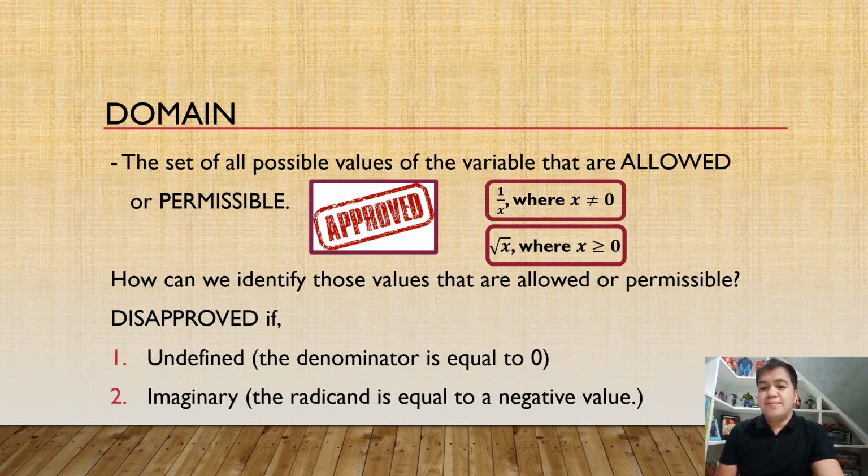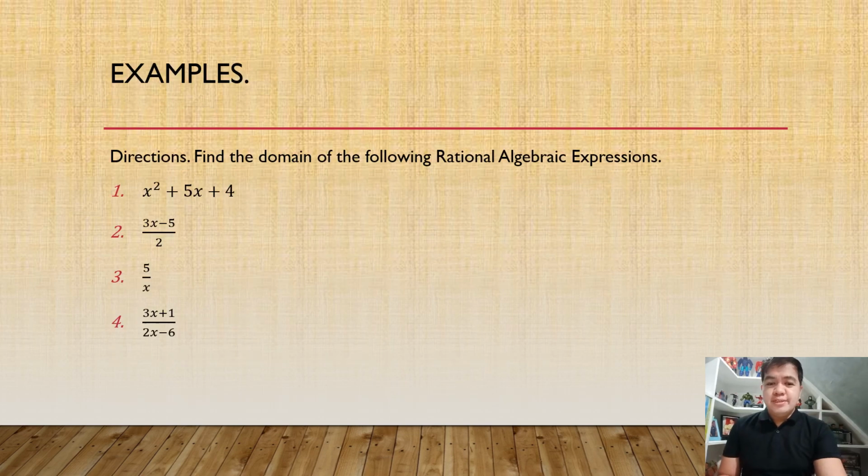So kapag may denominator ka, ulitin natin, pag meron kang denominator na variable, dapat hindi siya mag-equal sa 0. At tapos, kung meron kang radical sign, dapat din mas malaki siya or pantay sa 0. Okay? So let's go to the examples on how to find the domain.